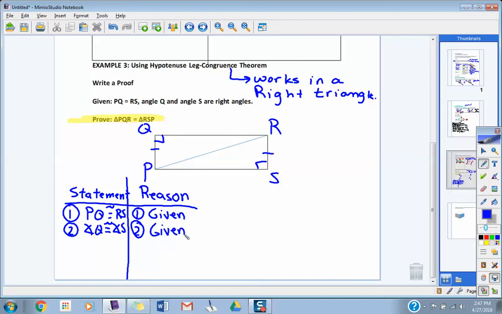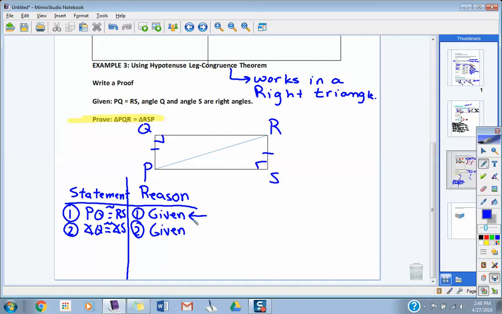Guys, quick question. PQ and RS, are they legs? They're all legs, right? So what I might say here is this. If I'm going to use the hypotenuse leg theorem, I need to show that I've got two sides that are equal legs, right? Yes. Haven't I really done that in this given part up here? Yeah. Okay. So I might write this again. Those are the given parts. Those are the legs. So that's good. Leave it that way.